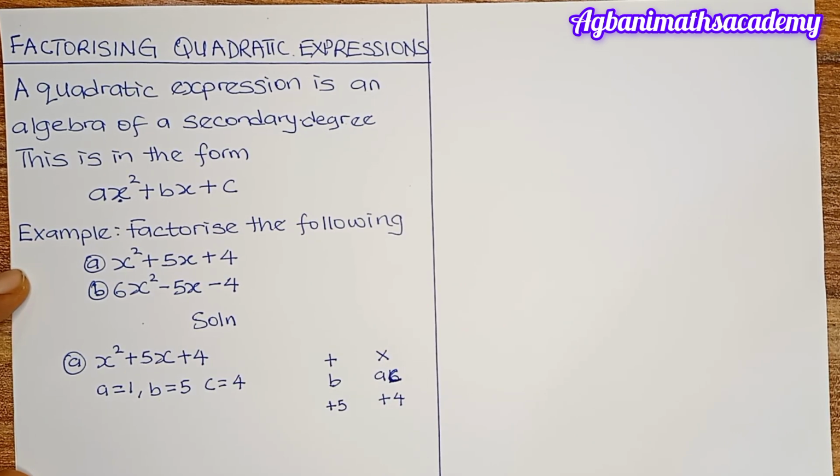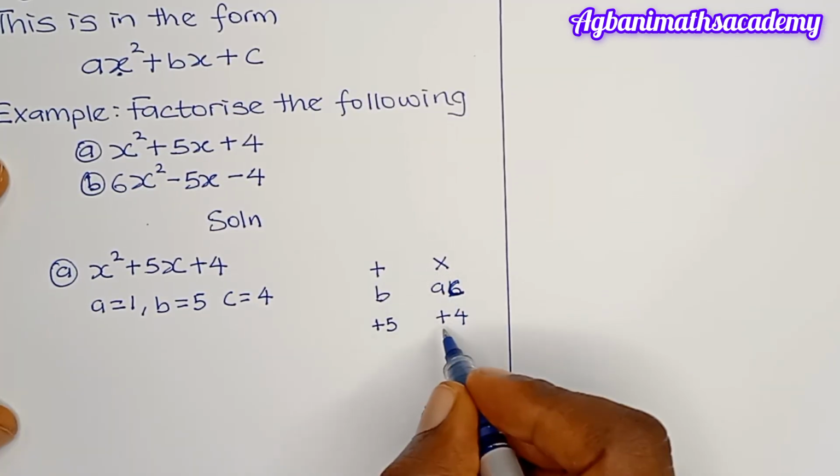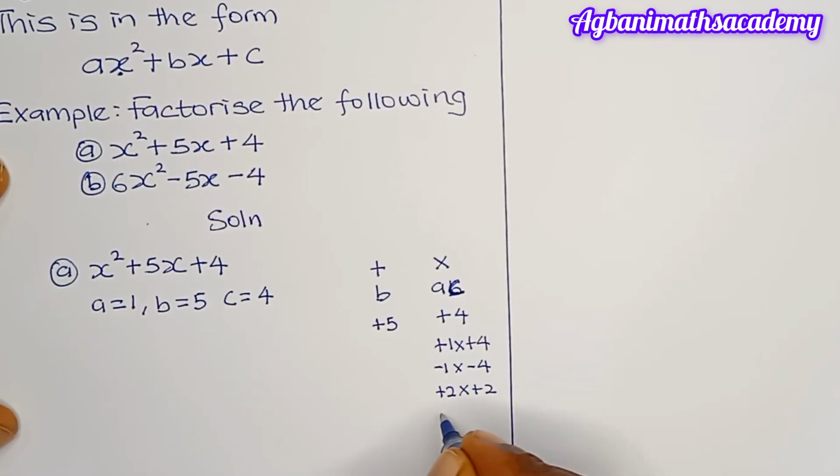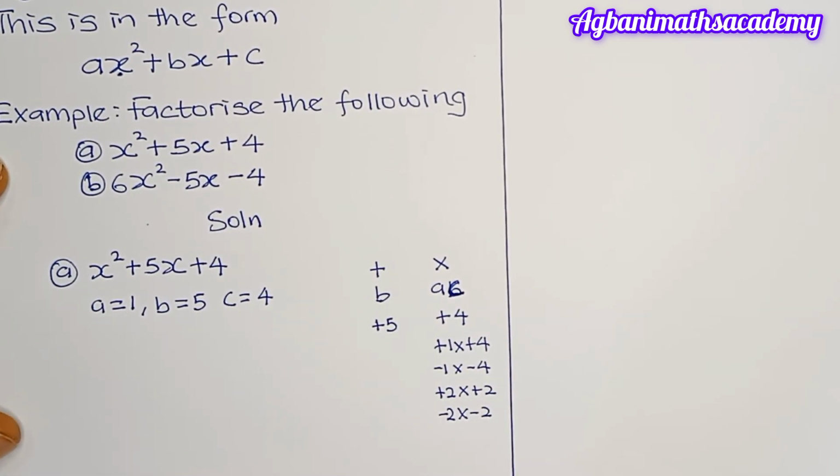So we are looking for 2 numbers that will multiply themselves to give us plus 4 and add themselves to give us plus 5. So let's look at the numbers that will multiply to give us plus 4. We have plus 1 times plus 4, minus 1 times minus 4, plus 2 times plus 2, minus 2 times minus 2. So these sets of numbers will multiply themselves to give us plus 4. But among these sets of numbers, which one is going to add to give us plus 5? Plus 1 plus 4 is going to give us plus 5. Minus 1 minus 4 is going to give us minus 5. Plus 2 plus 2 is going to give us plus 4. Minus 2 minus 2 is going to give us minus 4. So the only combination that is going to give us plus 5 is plus 1 plus 4.